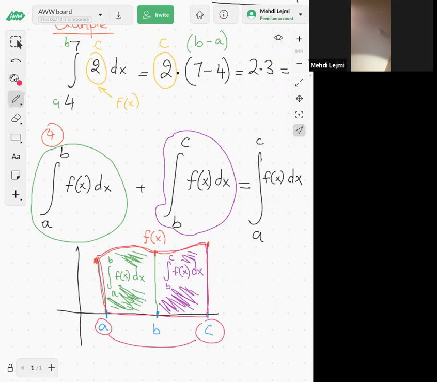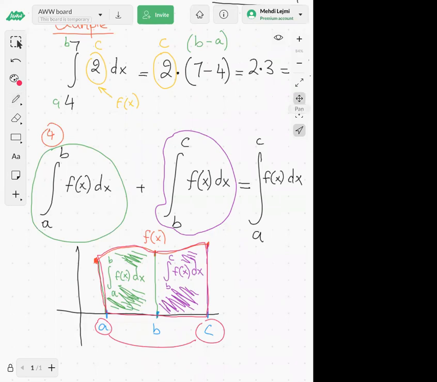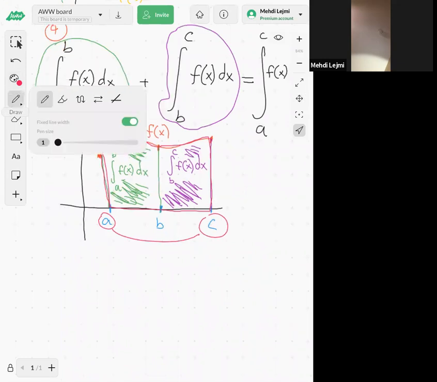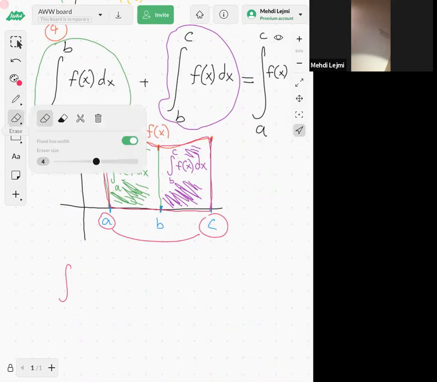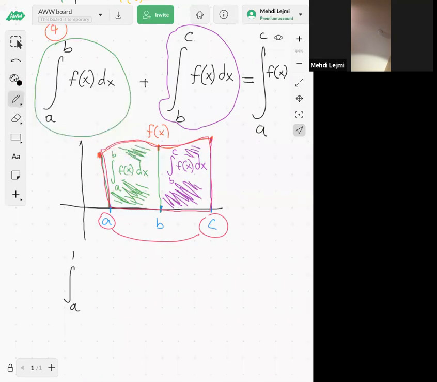Okay, so the area from A to B plus the area from B to C, that would be the area from A to C, of course, under the graph of f of x, the same function f, right? Make sense to you guys? You see why? So the integral from A to B of f of x dx plus the integral from B to C of f of x dx, that will be the integral from A to C, the area of the region from A to C under the graph of the function f.